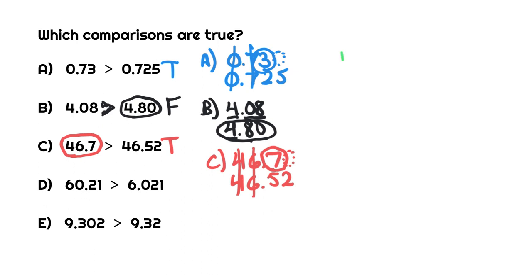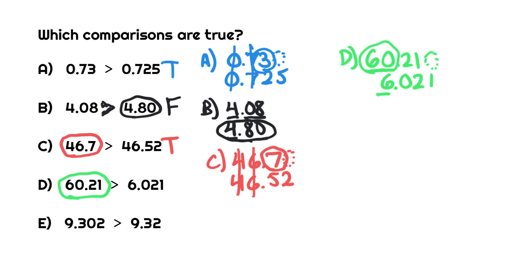Answer choice D. We've got 60.21 and 6. Oh, I almost didn't line up my decimals. Start that back. 6.021. Oh, they're really messing with me now. Put in my 0. And this time I'll go chunks. 6, 6. Using that decimal to break up the number. Well, 60 is more than 6. So looks like D, 60 and 21 hundredths, is bigger. And so it is true.